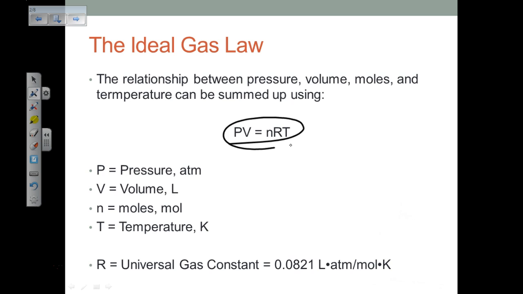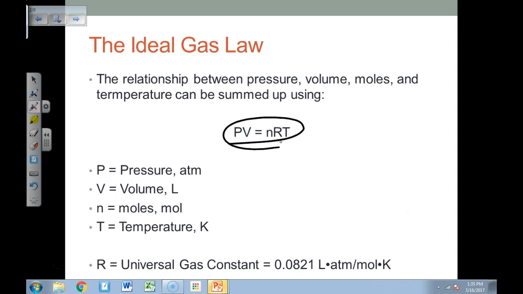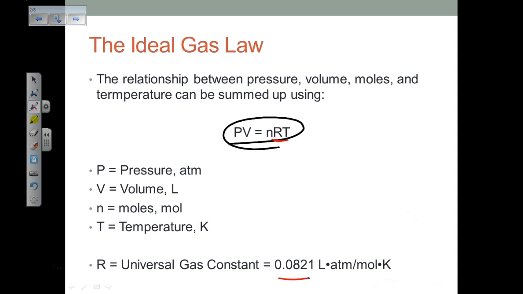We use this formula right here, PV equals nRT, where P is pressure, V is volume, n is the number of moles, and T is temperature. And R is a proportionality constant. R is called the universal gas constant, and that's never going to change no matter what. R is always going to be this value here.